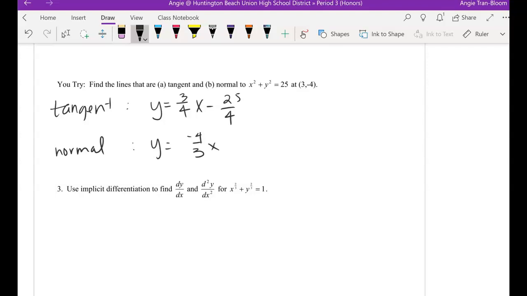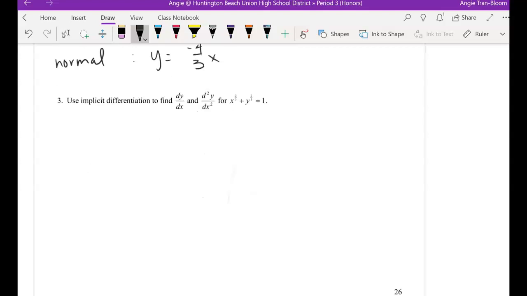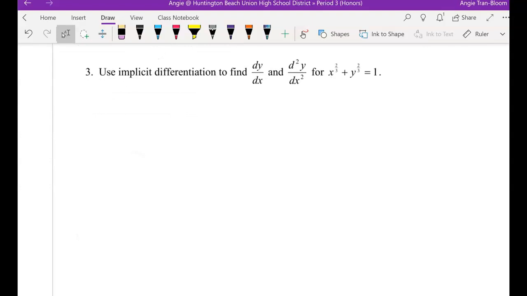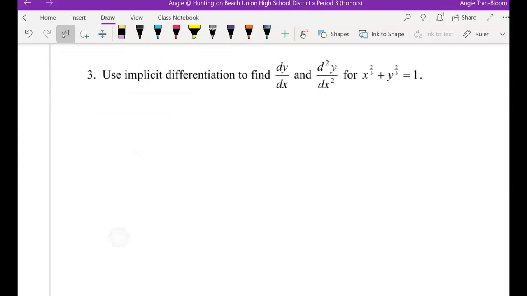Whether it is assigned the same day or not, that is to be determined. Use implicit differentiation to find dy over dx, and then also the second derivative. I'm going to need a lot of space, so I'm going to write this question again over here: x to the 2/3 plus y to the 2/3 equals 1. So I'm going to do the first derivative.